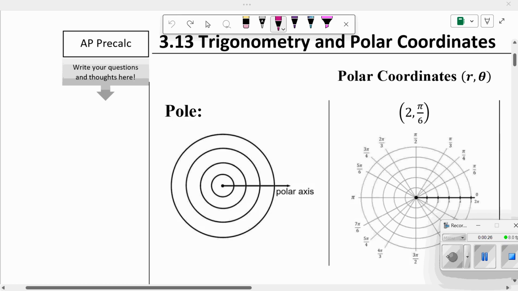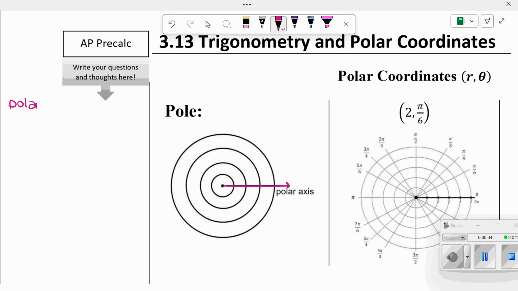So the first thing we're going to talk about is the polar axis. That's this part right here. The polar axis is that guy right there. The polar axis is always on the positive x-axis.